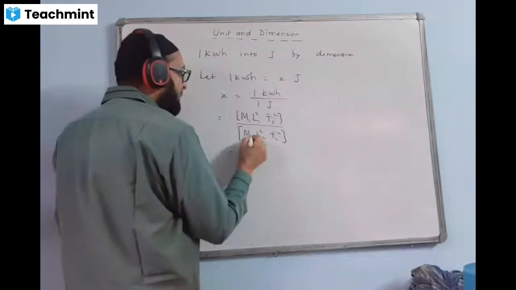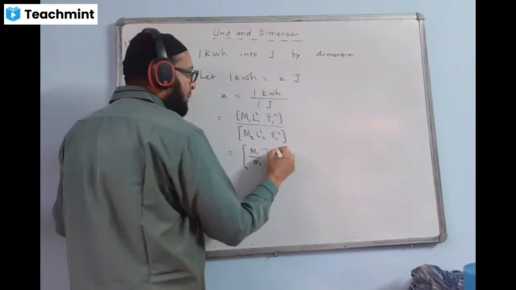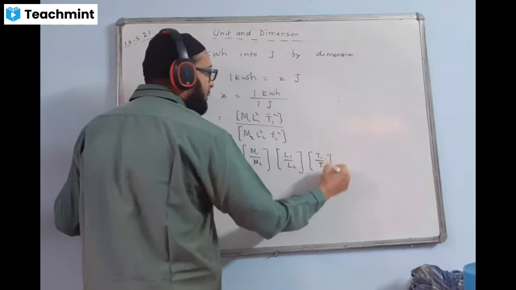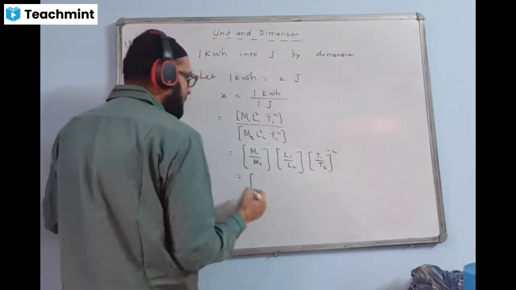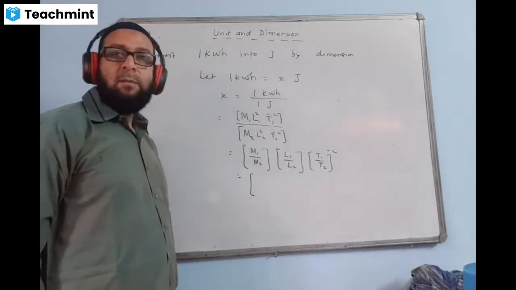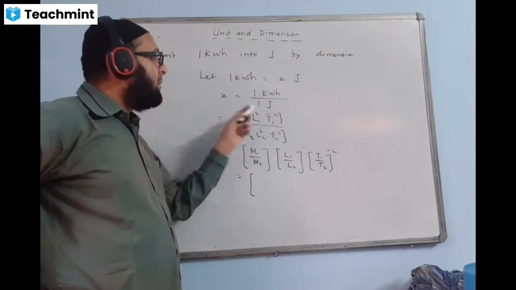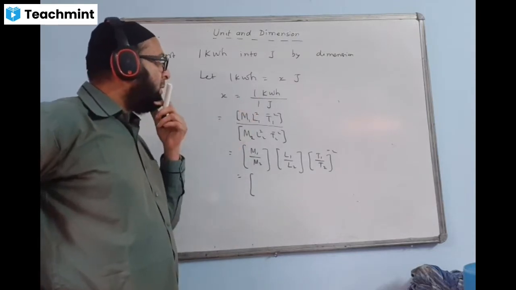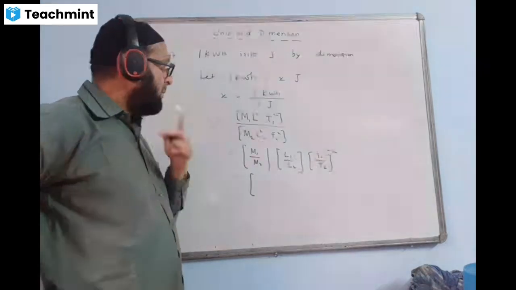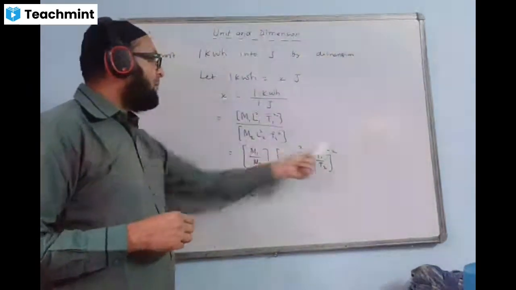Now we'll separate M1 by M2, L1 by L2, and T1 by T2 to the power minus 2. All right. Now we'll take kilowatt hour and joule. L1's power is 2, right? 2 here. And the time power is minus 2, I'll write that.